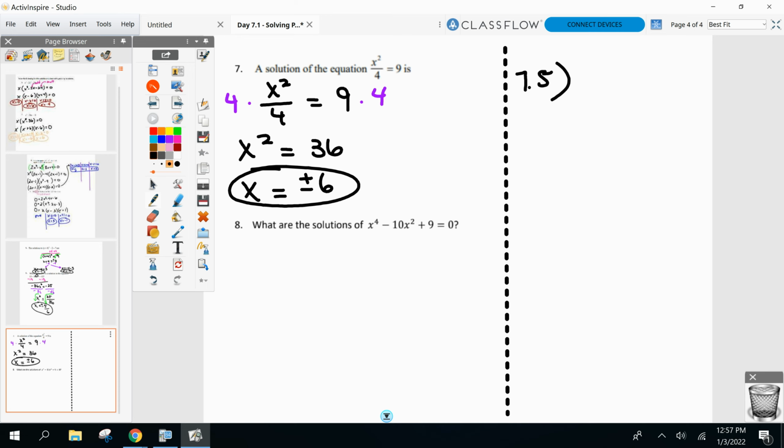Everyone have a good break. Here you go, 7.5. We got anybody? Nope. Still rolling solo over there. Thought I was going to have at least one joining, but guess not.